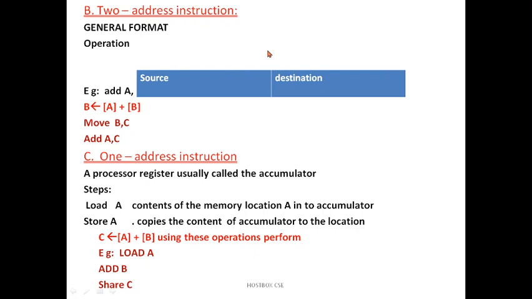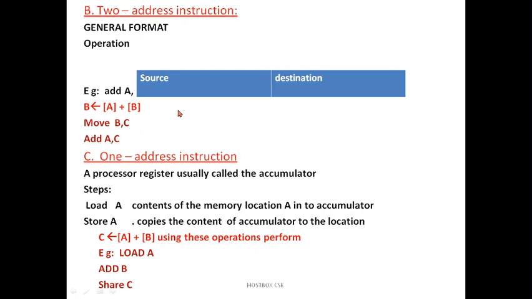To overcome this problem, you can use another option. The solution is to copy the contents of the memory location to another location. If you want to perform C = A + B, you can use this format: move B comma C, then add A comma C.